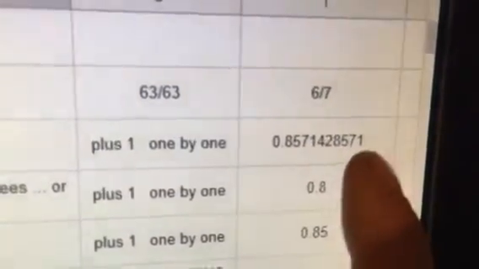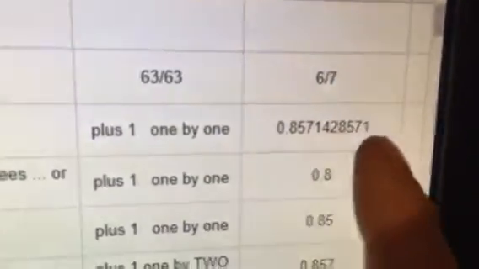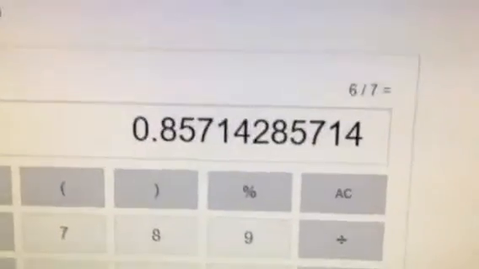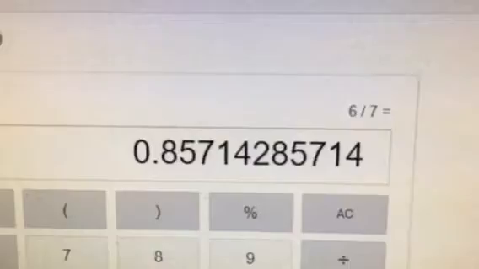And then look, 571, 28, 857, 1. 8571. It's like it repeats. So it's like, okay, does it repeat? And it does. 857, 14, 28. Probably, I don't have a calculator that goes far enough.